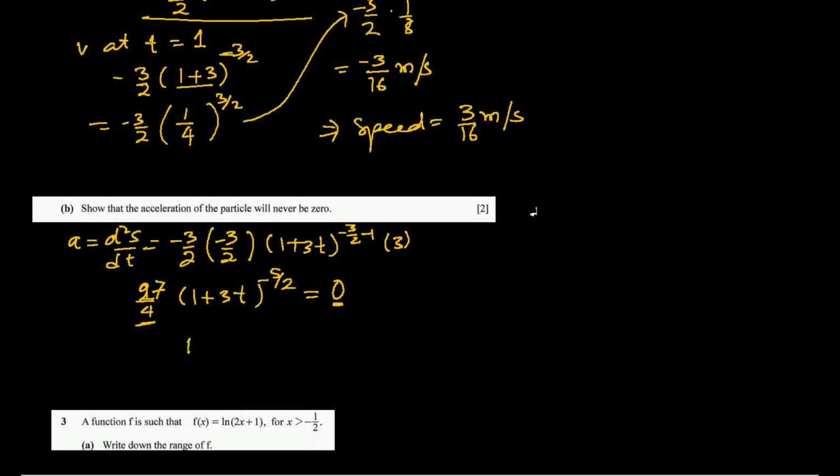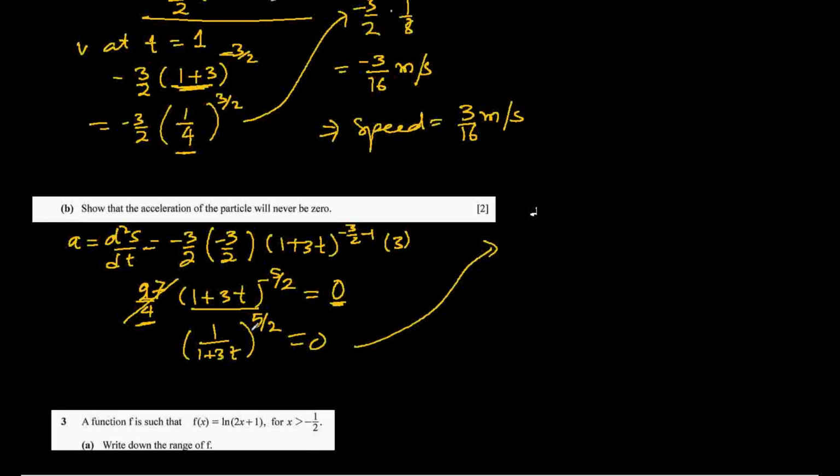Just like the previous part, we reciprocate 1 plus 3t to make it 1 over 4 to make the exponent positive. So I'm ignoring this one now because it is equal to 0. So I'm assuming this is equal to 0. So 1 over 1 plus 3t is reciprocated, so its exponent becomes positive, and this is equal to 0.